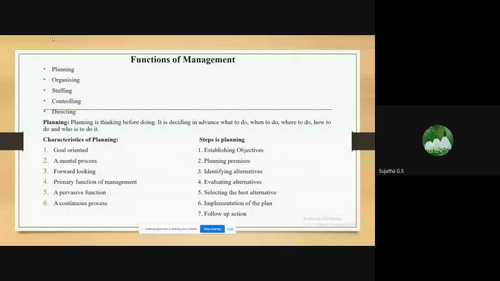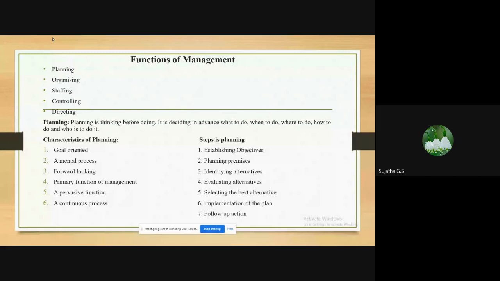And the fourth step is evaluating alternatives. After finding useful alternatives, the next step is evaluating them. Here the manager starts evaluating each and every alternative and notes down the positive and negative aspects of every alternative. Then selecting the best alternative, and the selected alternative should be flexible.